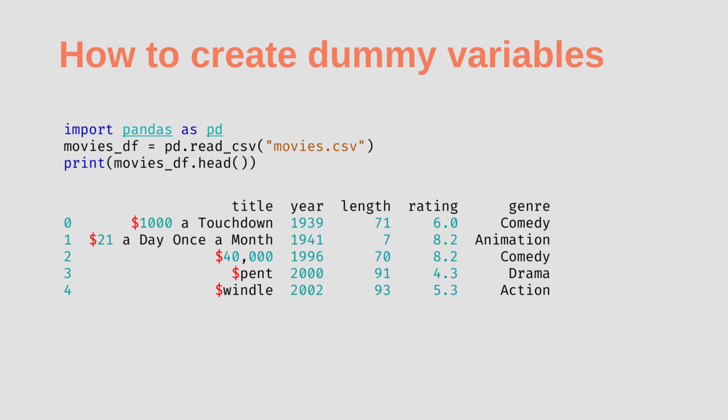Before demonstrating how to create dummy variables, let's import the movies dataset. I have the link in the description. After import, we can see that the genre variable is a categorical variable and is not numeric in nature. If we were to model using this variable, the model would fail. I'm going to show you how you can use the pandas library to create dummy variables for this column.